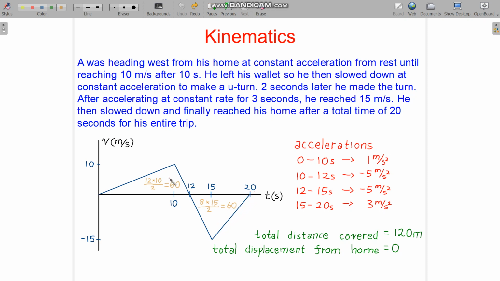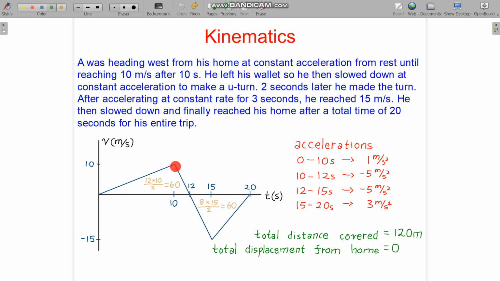And the area under the graph, if you just calculate the area of the triangle, we have 12 times 10 divided by 2, so we have 60 meters, and this is 8 times 15 divided by 2, so it's also 60. So the displacement is 0 because he's going back to where he started, but the total distance is 120. For the acceleration, you can just use the gradient here.